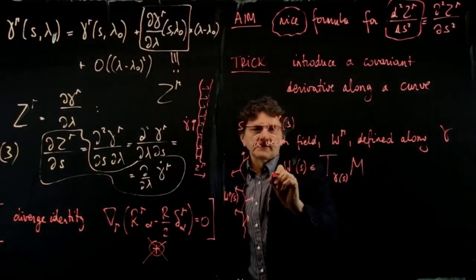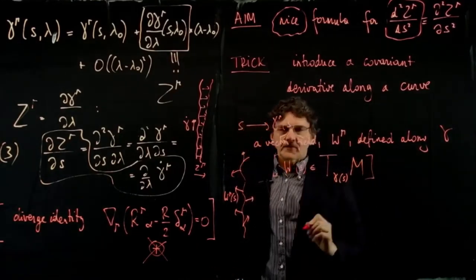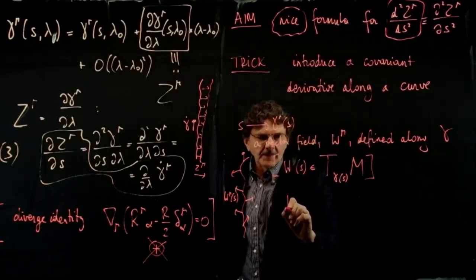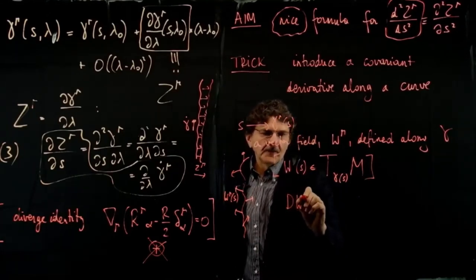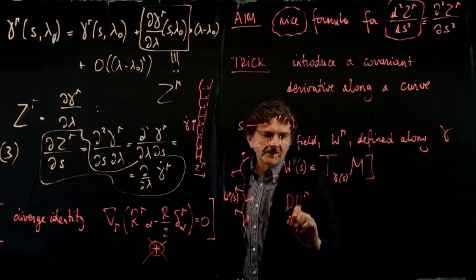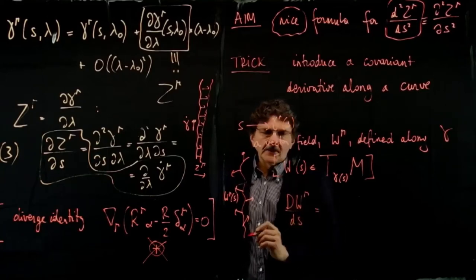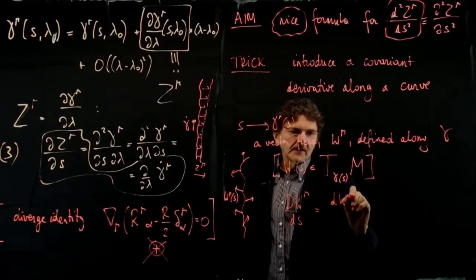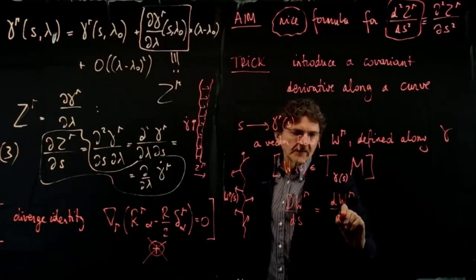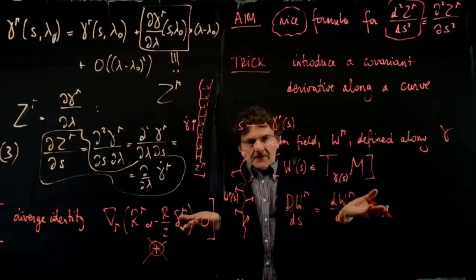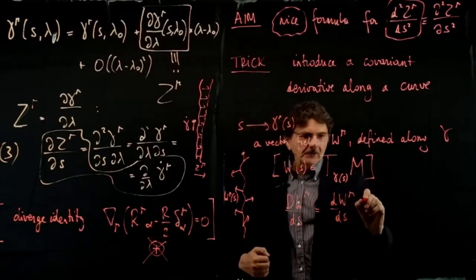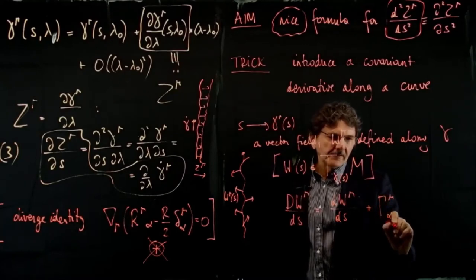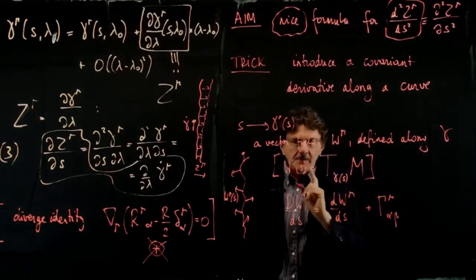So this is the formal way of writing this. Then we set dW mu over ds. Well, it's going to be the derivative with respect to S. And now we want this to be a vector field. What do we do? Well, we add a Christoffel part, right? So that we know that this is something which we need to add.